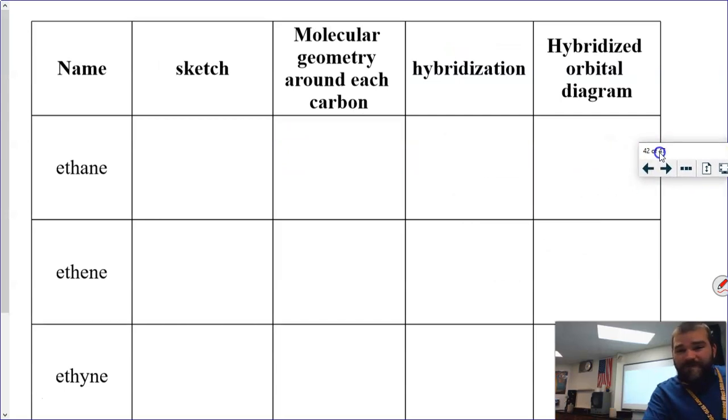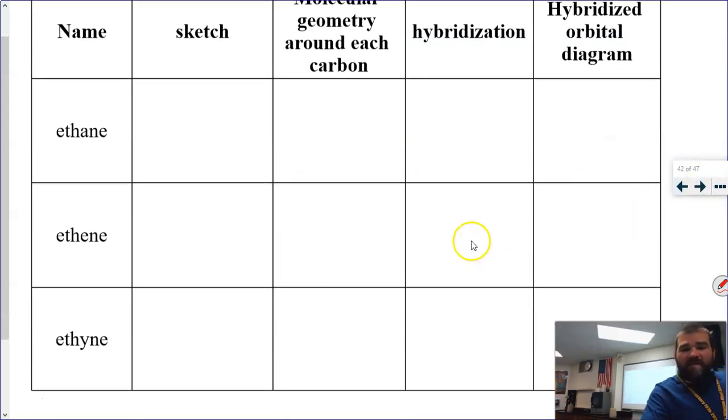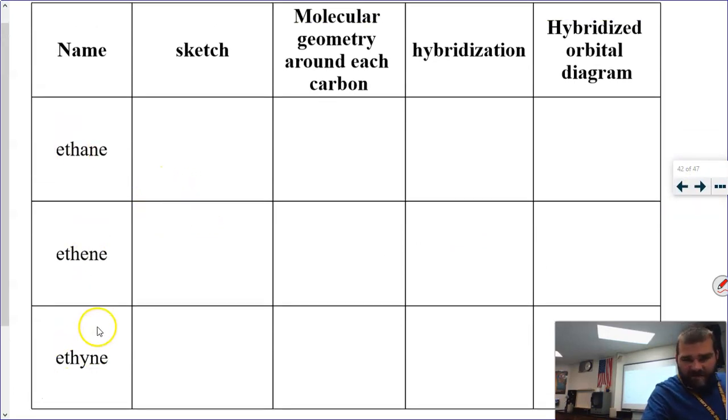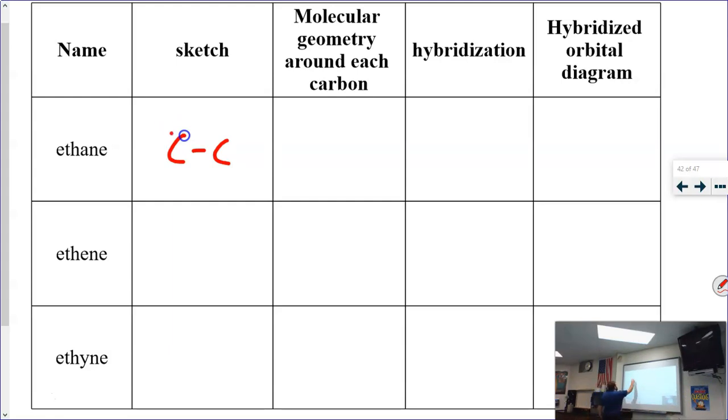But anyway, we have 3 organic molecules that I'd like to go through today. Ethane, ethene, and ethyne. Okay? Ethane is 2 carbons with a single bond. And with those single bonds, we actually have 3 hydrogens on either side.